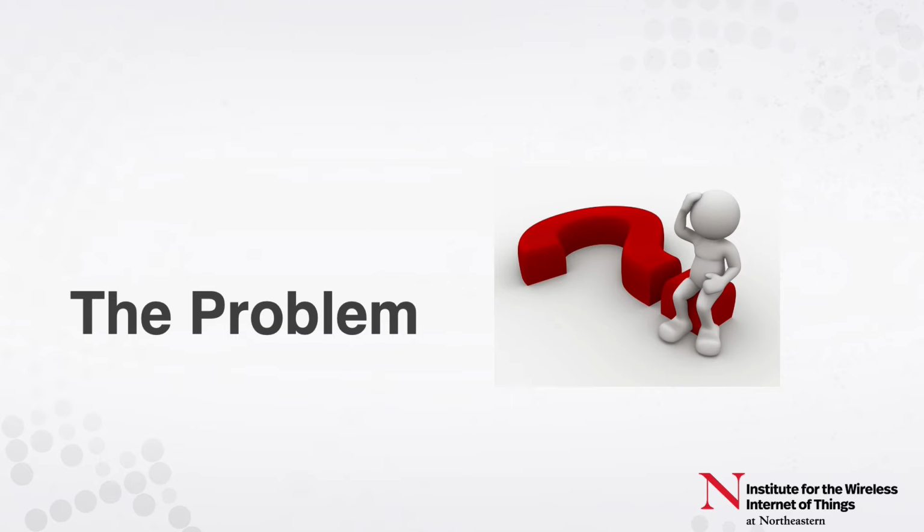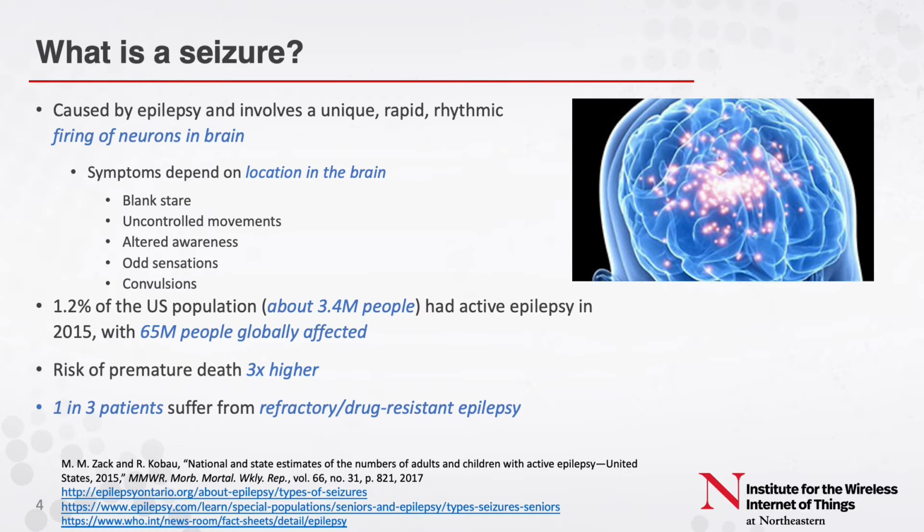So let's start off with our problem. So what is a seizure exactly? A seizure is caused by epilepsy and involves a unique rapid rhythmic firing of neurons in the brain. And depending on the location in the brain, there are different symptoms that can happen, such as convulsions and uncontrolled movements that cause complete interruption of lifestyle and can be at huge risk of injury for the patient.